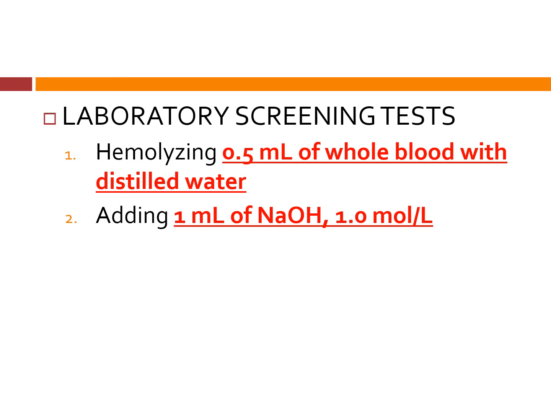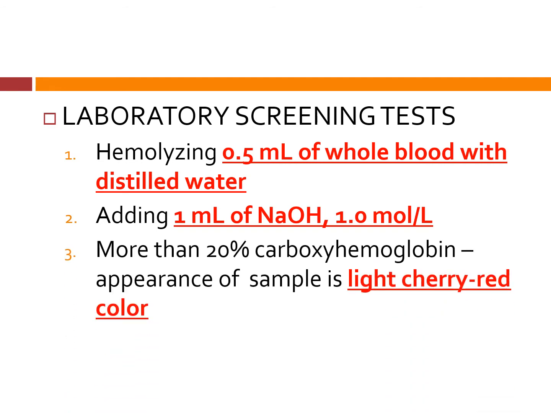So the laboratory screening test for carboxyhemoglobin is done through this particular procedure. First, the whole blood is hemolyzed. The sample should be 0.5 ml of whole blood, hemolyzed with distilled water, and add 1 ml of NaOH, 1 mole per liter.